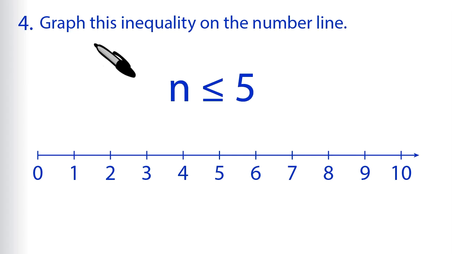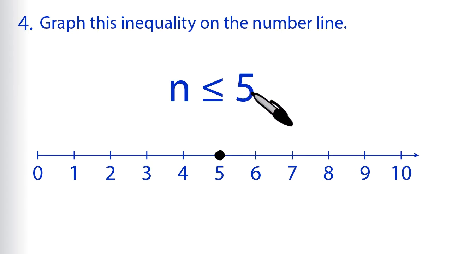For problem 4, we're supposed to graph this inequality on the number line, and we're given n is less than or equal to 5. So this means that any number that's less than 5, like 2, 3, or 4, satisfies this, but also any number that is equal to 5, which is 5. So to show that it includes the 5, we draw a filled in dot. So that shows that 5 is part of the graph, the answer set that satisfies this inequality.